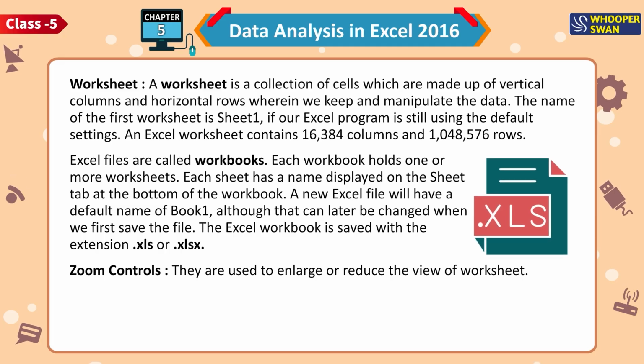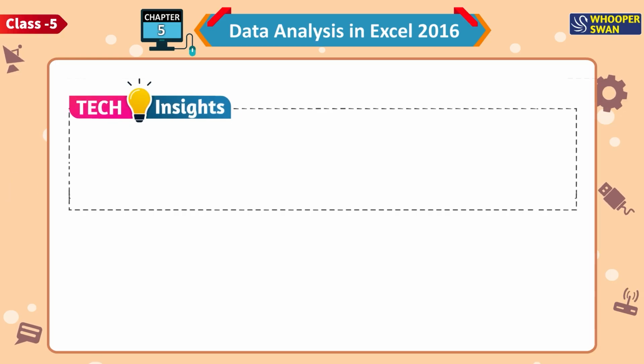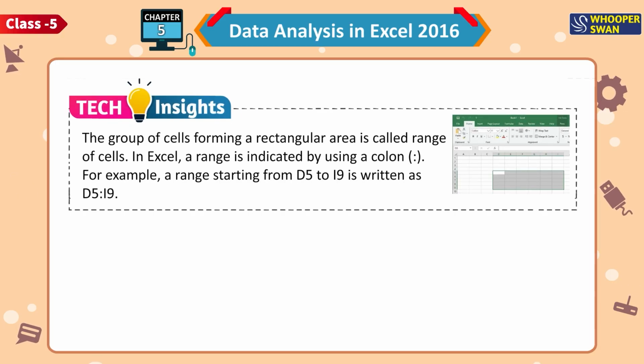Zoom controls. They are used to enlarge or reduce the view of worksheet. Tech Insights. The group of cells forming a rectangular area is called range of cells. In Excel, a range is indicated by using a colon. For example, a range starting from D5 to I9 is written as D5:I9.